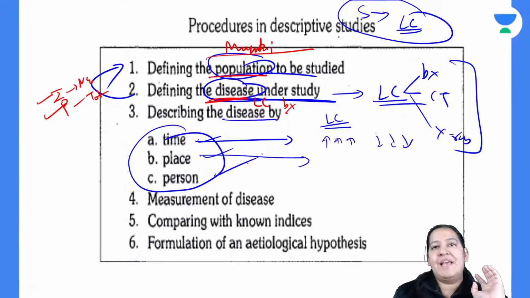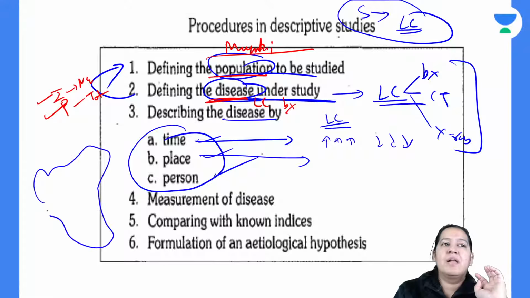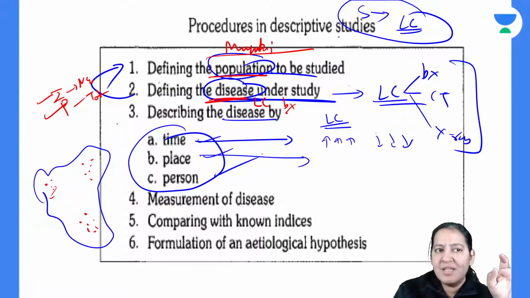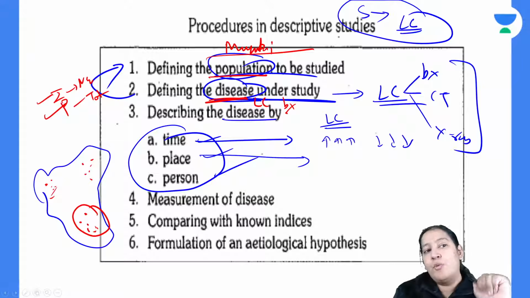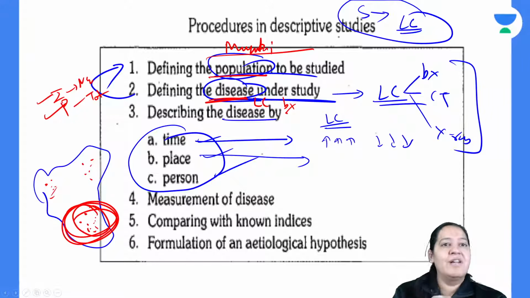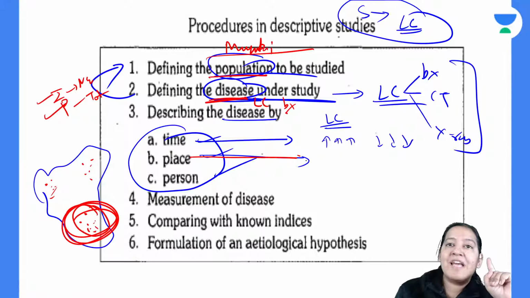Then define it by place. Make a map of Mumbai and draw your cases in the form of dots. The dots are the lung cancer cases. Is there any particular clustering in some particular area of Mumbai? What is the reason behind that? Why is there clustering of lung cancers in this particular area? Is there something related here? So measure your disease in terms of place by drawing a map of your population.